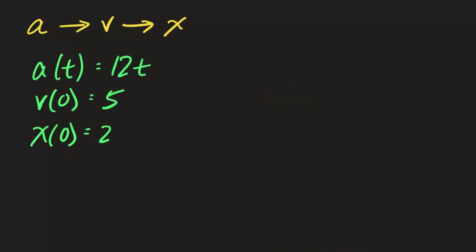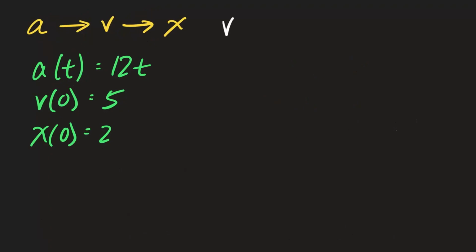Now we're going to go from acceleration to position. That means you're going to have to integrate 2 times. We're given that the acceleration is equal to 12t, our initial velocity is 5, and our initial position is 2. Take a moment to pause this video, give this a try. When you're done, come back and play the video and check your answer.